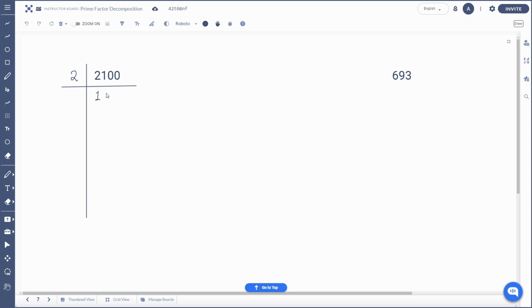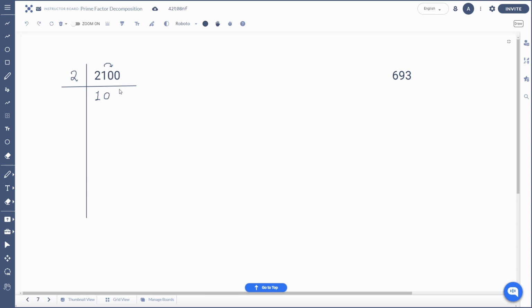Now, don't say that 5. No, it's not 5. Why? Because as you take 1, that's not sufficient. And as soon as you have taken the next number, immediately you have to add a 0 here. That's what we do in long division.